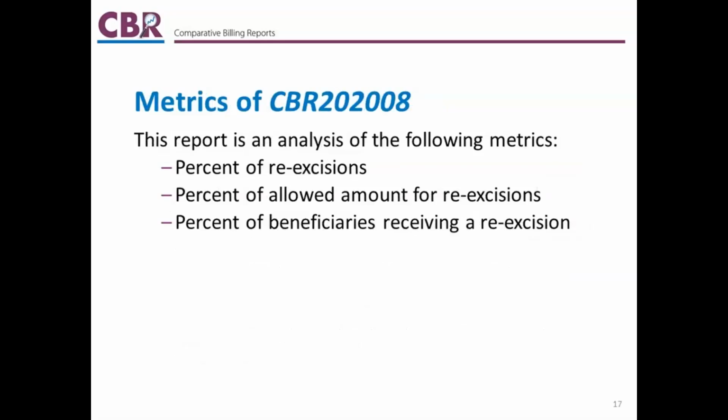With the information regarding the definition of re-excision, let's talk about the metrics. This is a list of the metrics analyzed within this CBR report. Each metric was created to take a more detailed look at the submission of claims for breast excision services. The metrics are percent of re-excision, percent of allowed amount for re-excision, percent of beneficiaries receiving a re-excision. We'll break down how each of these metrics is calculated later in the presentation, but first let's take a look at each metric to understand why each analysis was selected and analyzed.